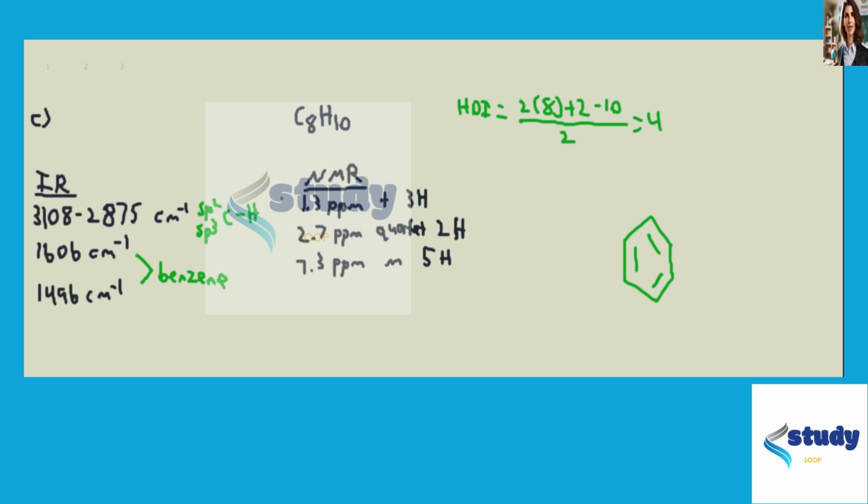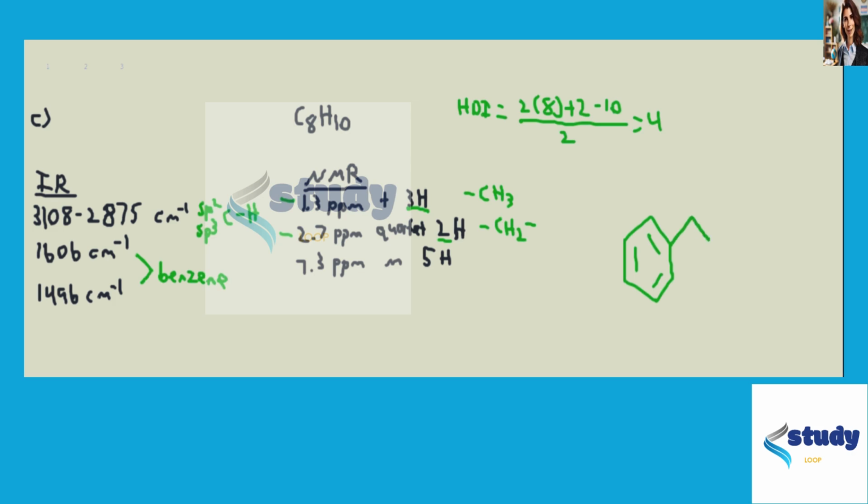Our first two signals here are actually splitting each other. We have a triplet that integrates to 3, so that's probably a methyl group. And then we have a quartet that integrates to 2, and that's going to be a methylene group. They're splitting each other. The triplet is because it has 2 neighboring protons. The quartet is because it has 3 neighboring protons. And again, we know that this is just a mono-substituted ring, so we just have ethylbenzene.